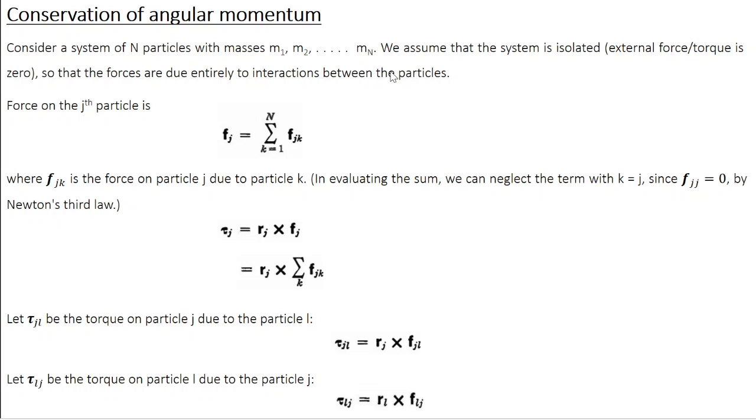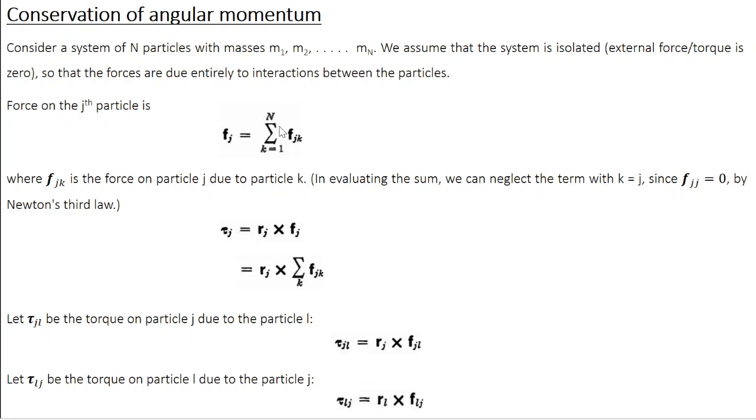Okay. Now if I take a particular particle j, the force on the jth particle is going to be the force due to the first particle plus the force due to the second particle all the way to the force due to the nth particle, right? So I can write the force on the jth particle, Fj, equal to summation over k from 1 to n of Fjk, where Fjk is the force on particle j due to particle k. So k runs from 1 to n. This gives you the force due to all the particles on the jth particle.